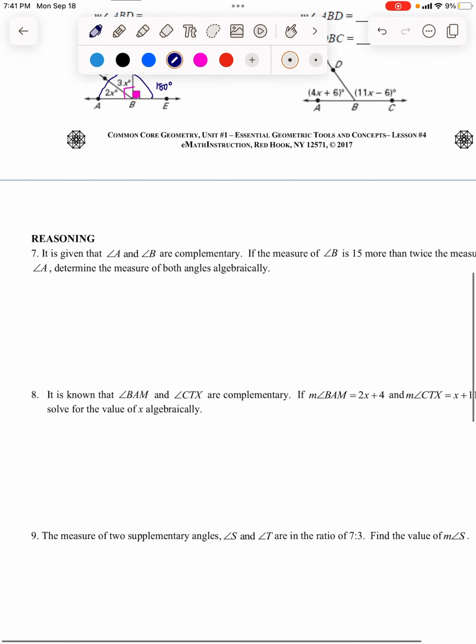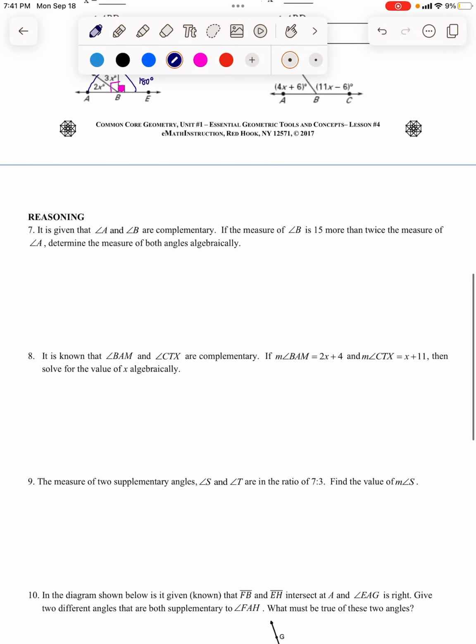Next, let's look at number 7. It is given that angle A and B are complementary. All right, you guys figure out what that is. If the measure of angle B is 15 more than twice the measure of angle A, determine the measure of both angles algebraically. So first, when you see a question like this, you need to break it apart.